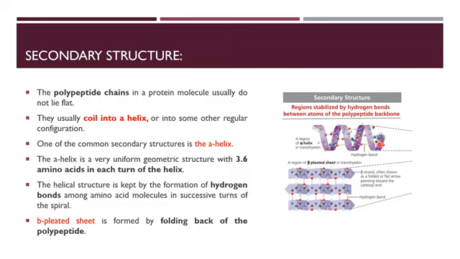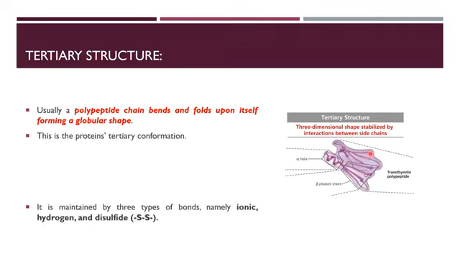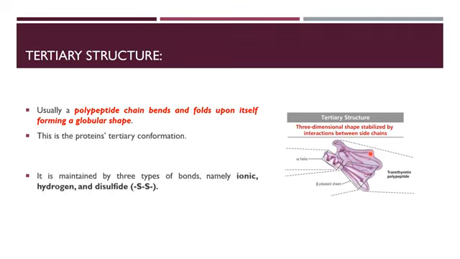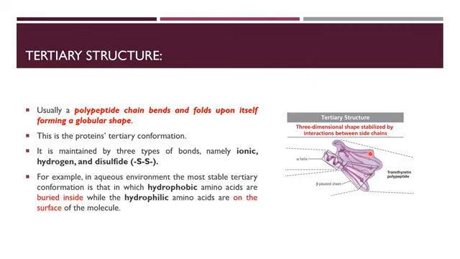Now the tertiary structure. The polypeptide chain bends and folds upon itself, forming a globular structure. These proteins are known as tertiary proteins, and there are three types of bonds present in the tertiary structure: ionic, hydrogen, and disulfide bonds. And the hydrophobic amino acids are present inside, but the hydrophilic amino acids are arranged outside this tertiary structure.